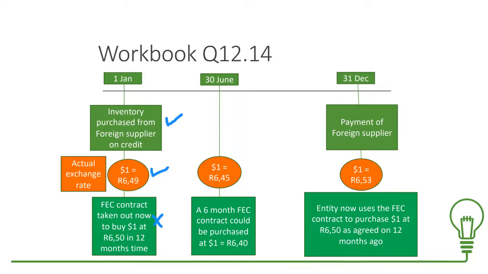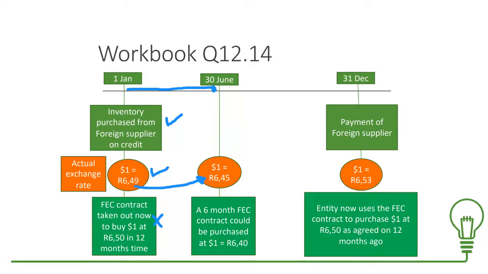And now we want to move along the timeline to year end. At year end, type out for me in the chat, are we going to have a gain or a loss on the creditor? Have a look at the rates. We're going from 6 Rand 49 to 6 Rand 45. Are we going to have a gain or a loss on the creditor?